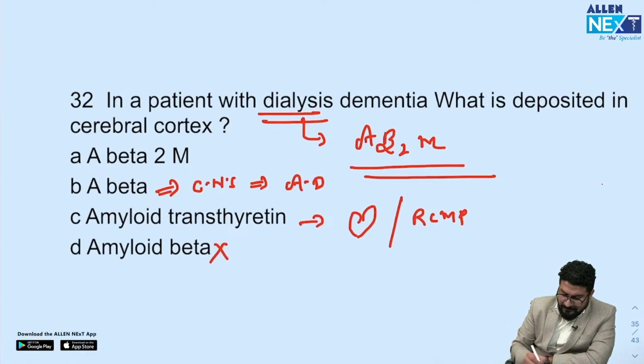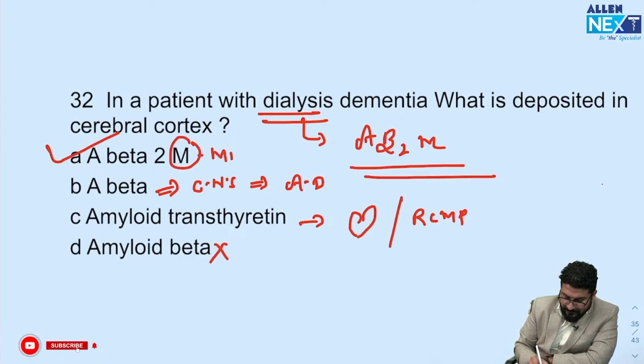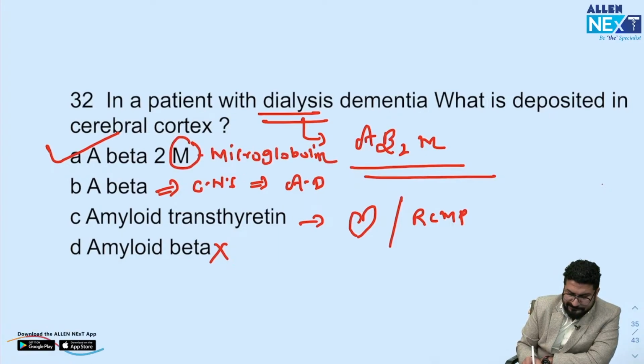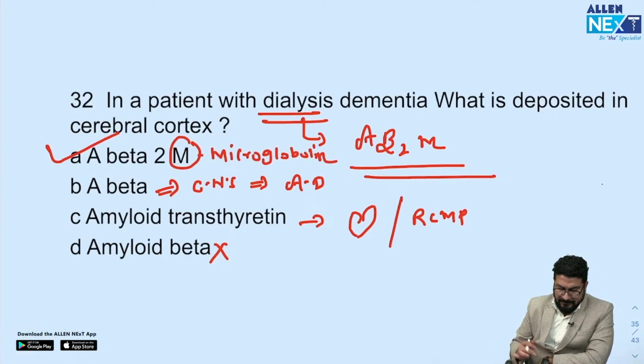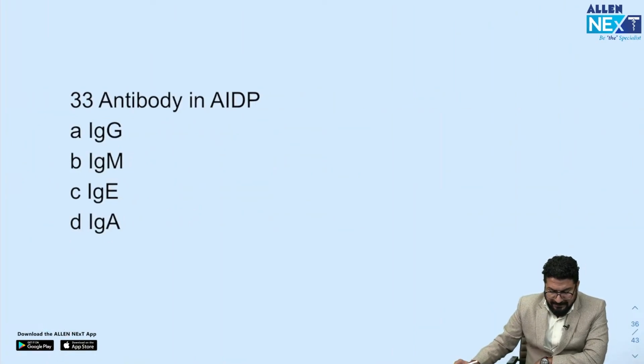So the answer will be, in dialysis, what you will see is A beta 2M. This M stands for microglobulin. Is it clear? Okay, moving to next antibody in AIDP.